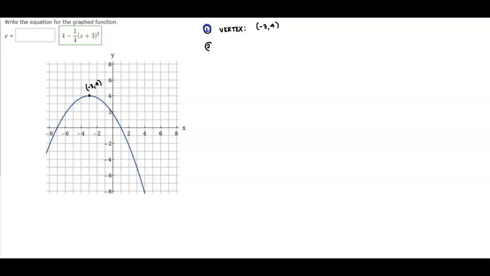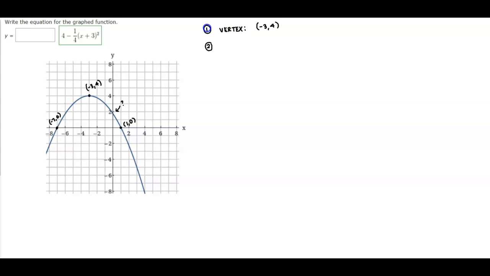Okay, then we want to pick a point on the graph. Now, we may be able to find the y-intercept, but if you look at the y-intercept, it's not an exact point, so we don't know what that is there. But we do know that there's an x-intercept that goes through the point 1, 0. We also know that there's another x-intercept at -7, 0.